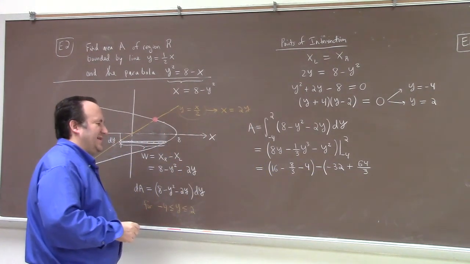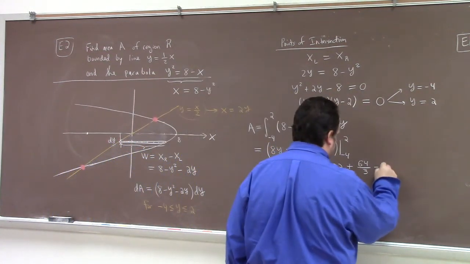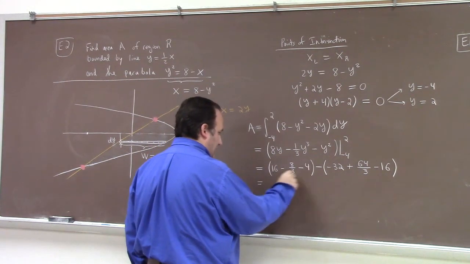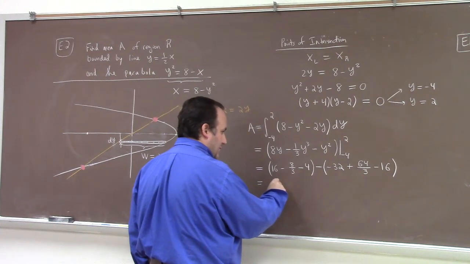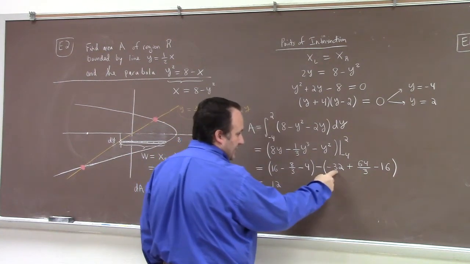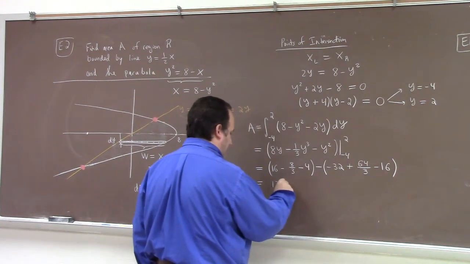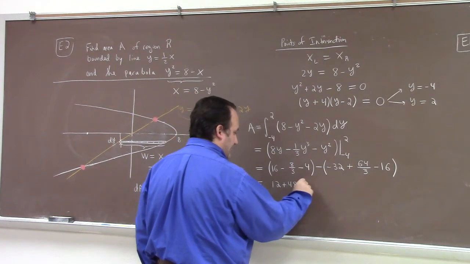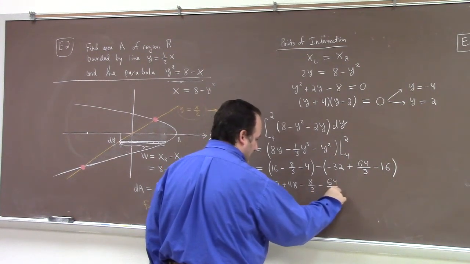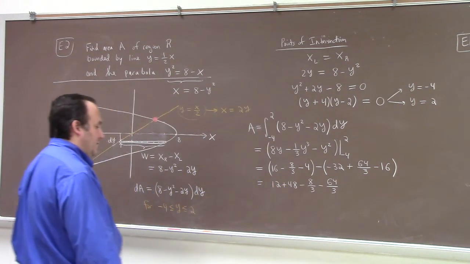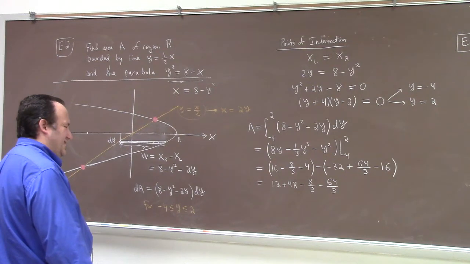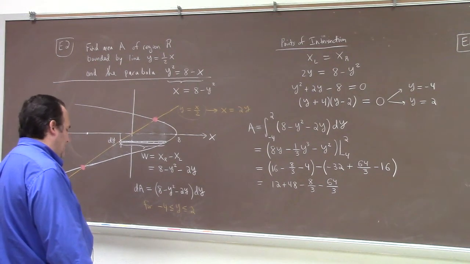And then minus 16. So let's see here. That gives me 12. 60 minus 4 is 12. That gives me minus 48, so plus 48. Minus 8/3, minus 64/3. That gives me 72/3. I feel like that's a thing.